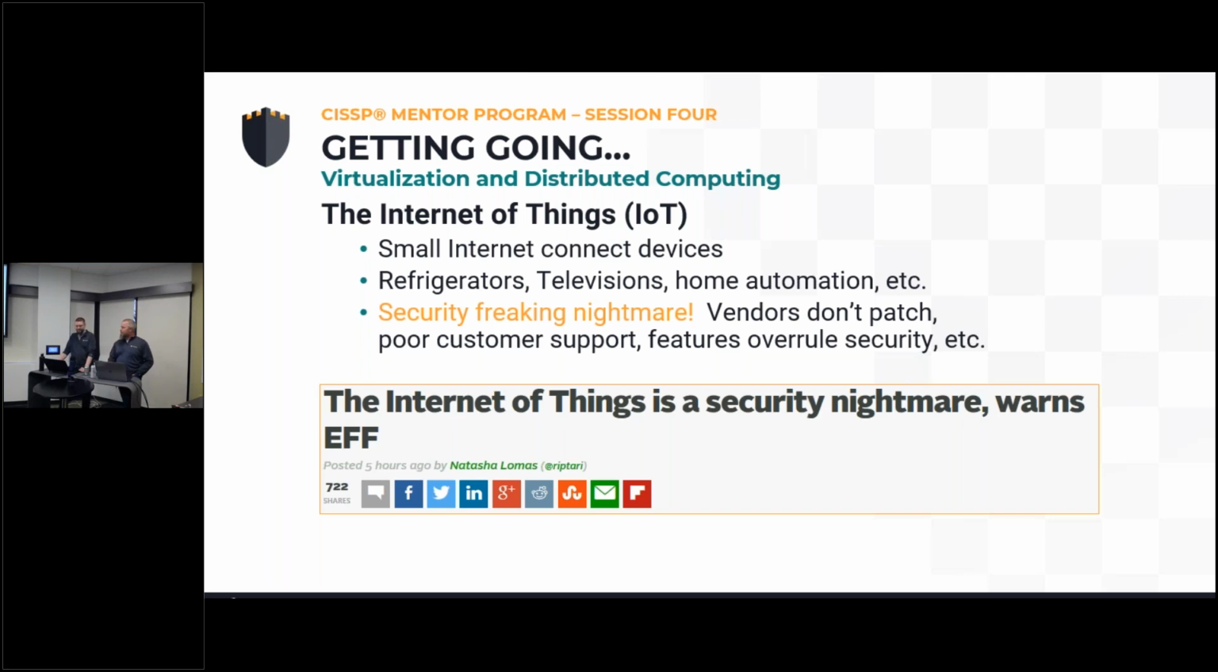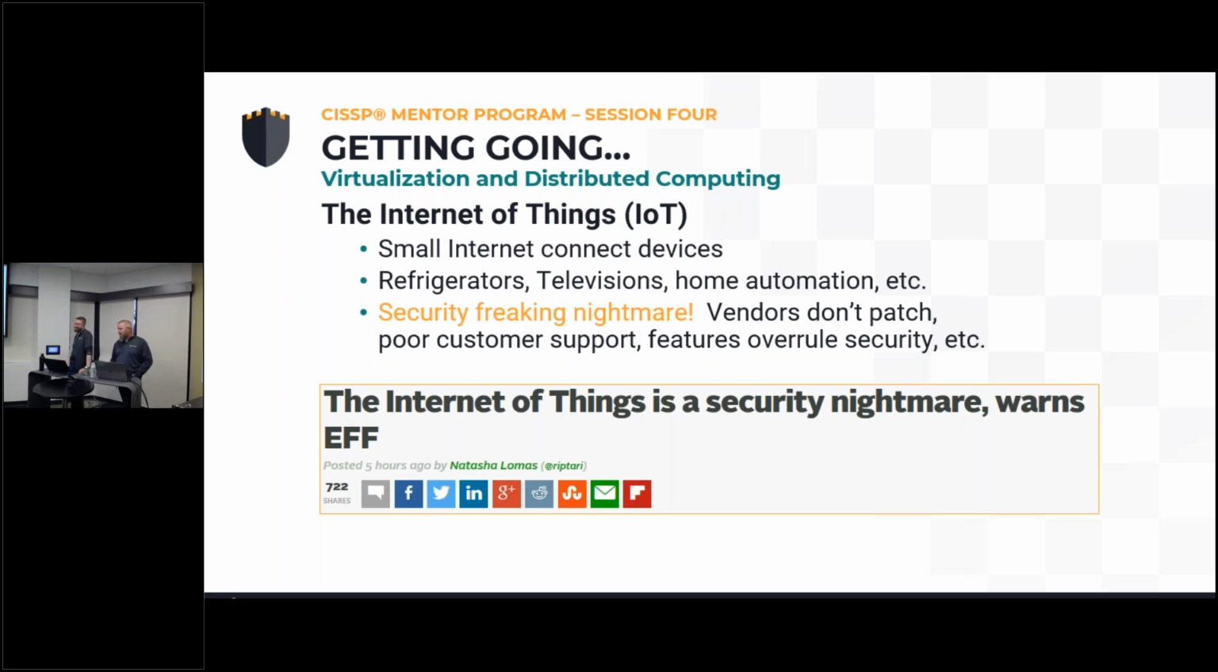Anyway, IoT. My wife's mad at me because I won't let her get the internet-connected washer and dryer or dishwasher. Why not? The laundry's done, okay? Like, you're at work. I don't get it, man.